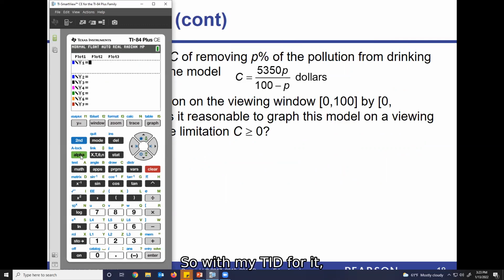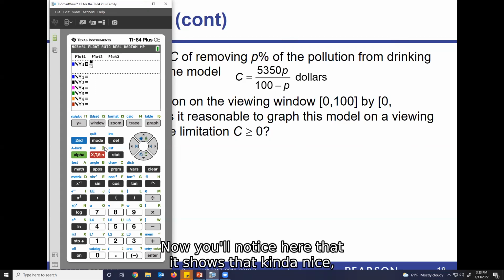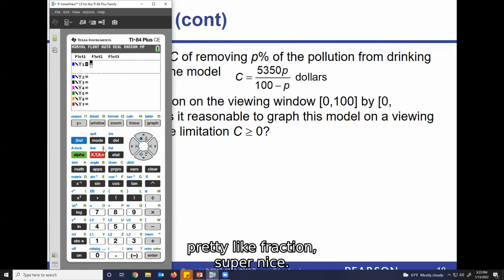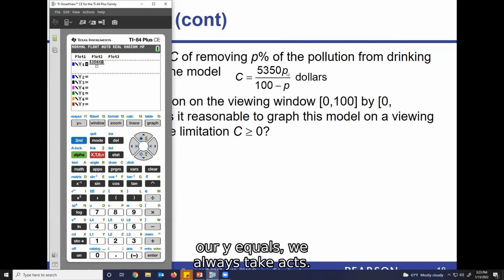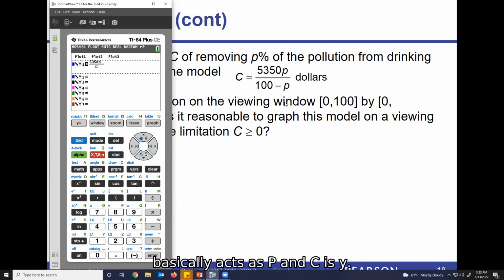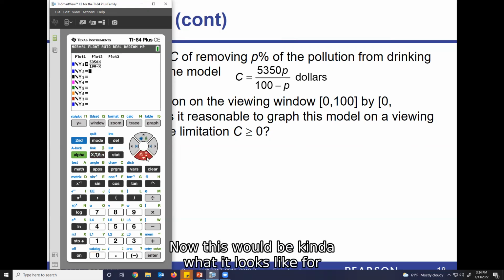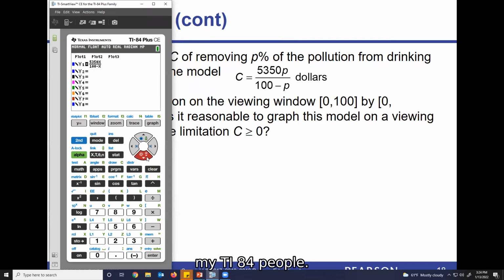With my TI-84s, if you hit alpha x t theta, you'll notice here that it shows a nice, pretty fraction, and you can actually type it in looking like a beautiful fraction. Now we don't type P's in our y equals, we always type x. So we just have to remember that basically x is P and C is y. So there we have it. This is what it looks like for my TI-84 people.